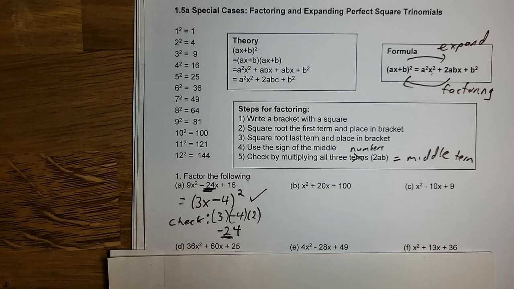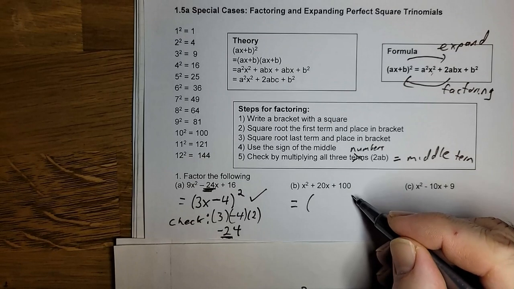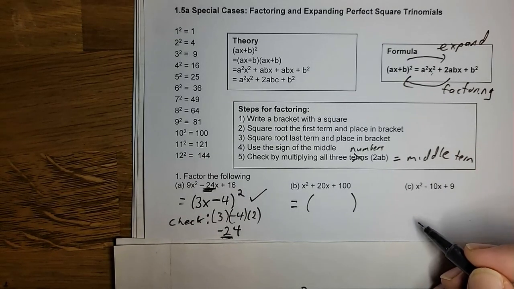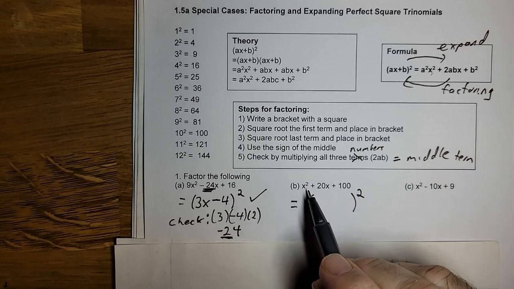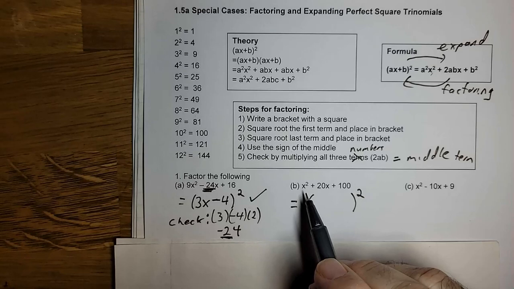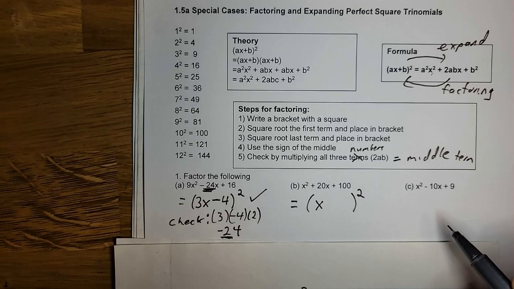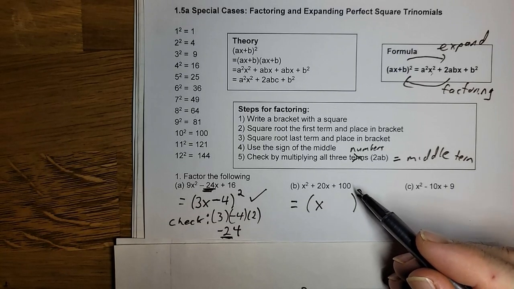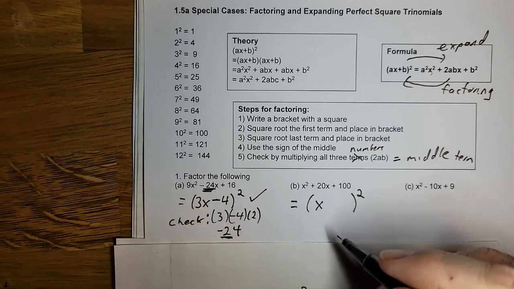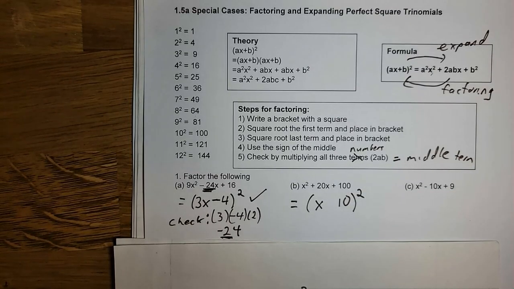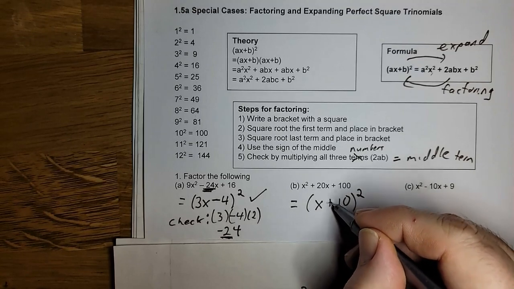Okay, let's try the next one. Again, step 1, put a bracket. Add the square. Now, square root of x, that's like 1x. If you square root that, you just get x. Okay, square root of that 100. Well, you can go back up here. Look, 100 square root is 10. So you can write 10. Sign of the middle. Plus. Let's do our check.